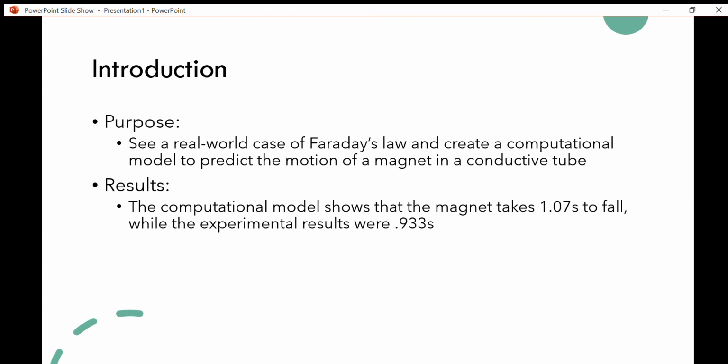And so the purpose of this lab is just to see a real-world case of Faraday's law and then create a computational model in GlowScript that we're going to use to predict the motion of the real-world case, which was just dropping a magnet through a conductive tube of aluminum foil. And so the results that I got were that the model shows the magnet takes 1.07 seconds to fall and the experiment shows that it takes 0.933 seconds to fall.